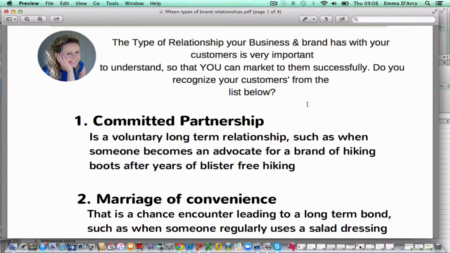So the first one then is a committed partnership. And so this is a voluntary long-term relationship, such as when someone becomes an advocate for a brand of hiking boots after years of blister-free hiking. So you can see the idea here where somebody's been using a product or service for years and years and years, and it's worked for them time and time again. So in the case of the hiking boots, there's years and years of blister-free hiking.